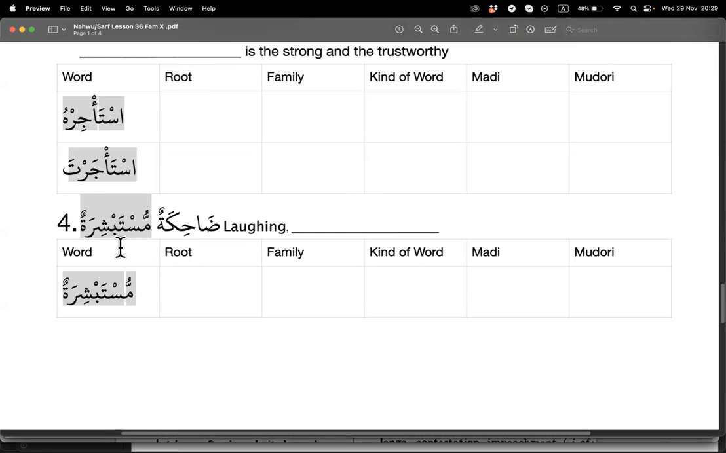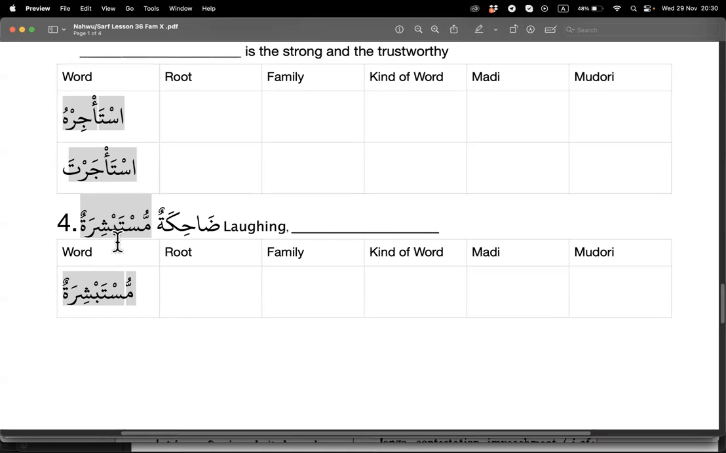Dohikatun mustabashiratun. Mustabashirun is isim fa'il of istif'al. What are the root letters? Bashara. The first line, please: istabshara, yastabshiru, istibsharan, fahuwa mustabshirun.